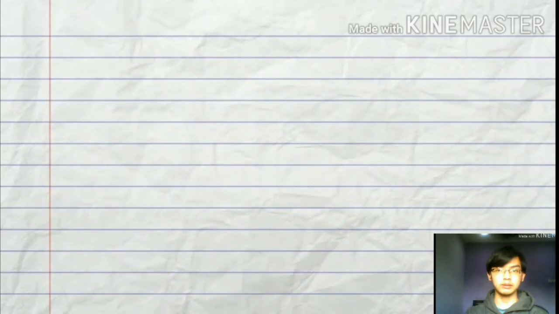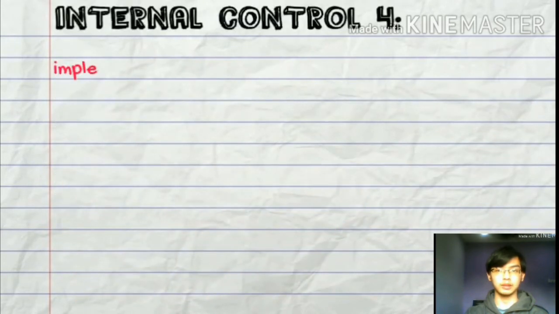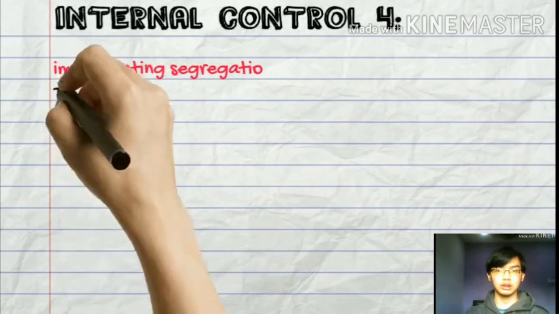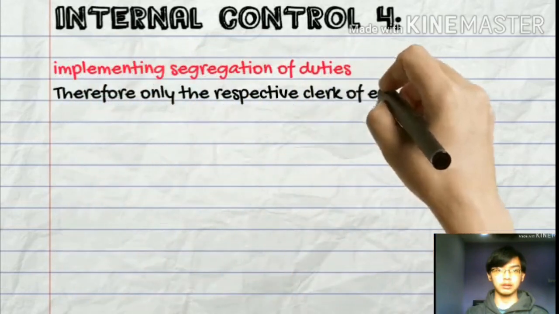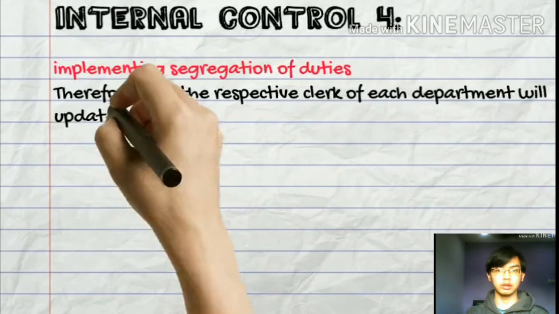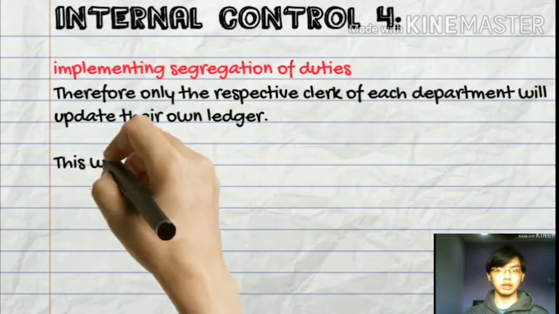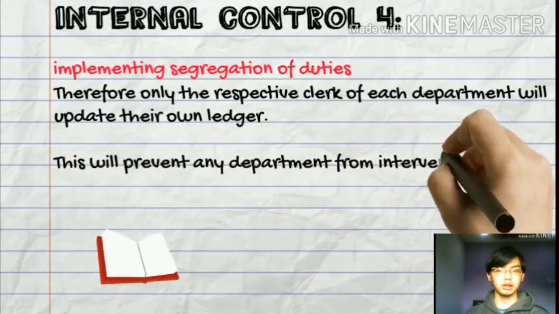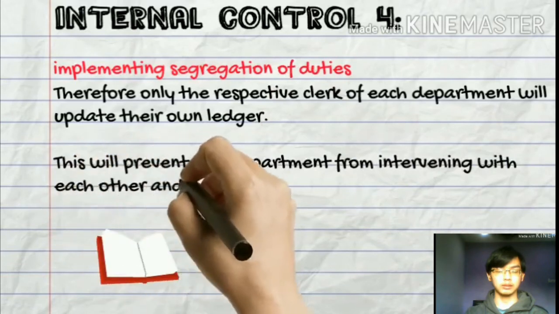The fourth internal control is by implementing segregation of duties. Therefore, only the respective clerk of each department will be able to update their own ledger. This will prevent any department from intervening with each other and prevent fraud and inaccurate transactions.